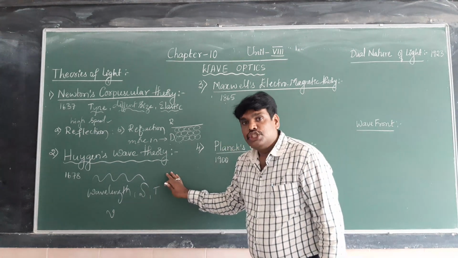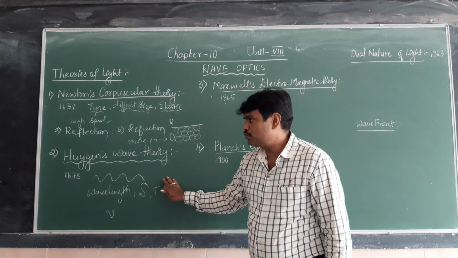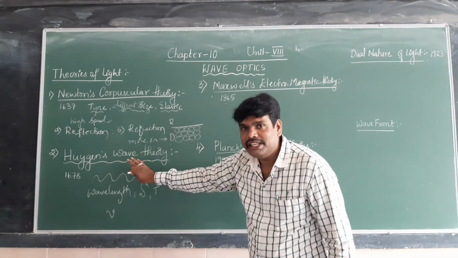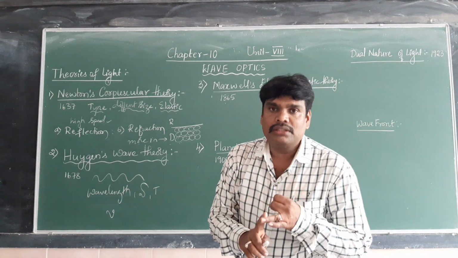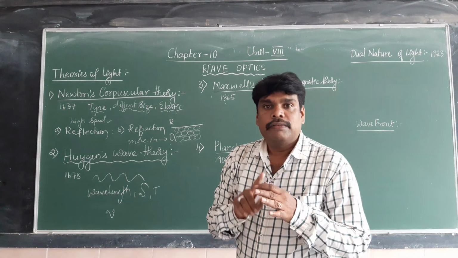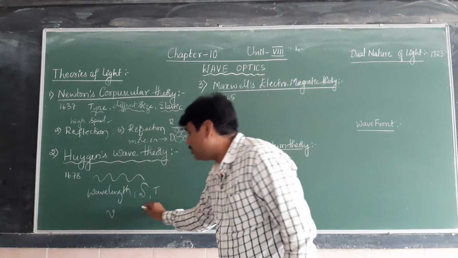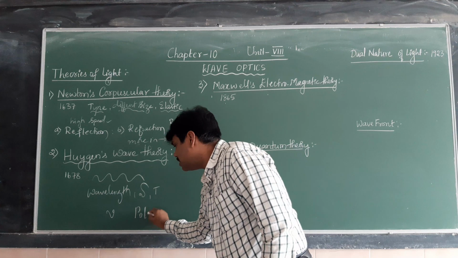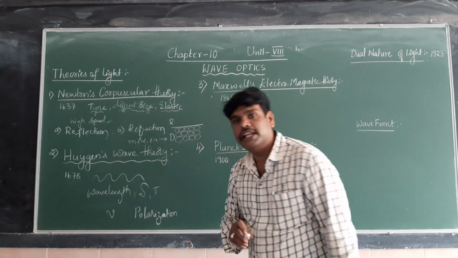So this is the second theory. The light is assumed to be in the form of waves. This second theory was proposed by Huygens. This theory can successfully explain reflection, refraction, interference and diffraction, but it could not explain the phenomenon of polarization.